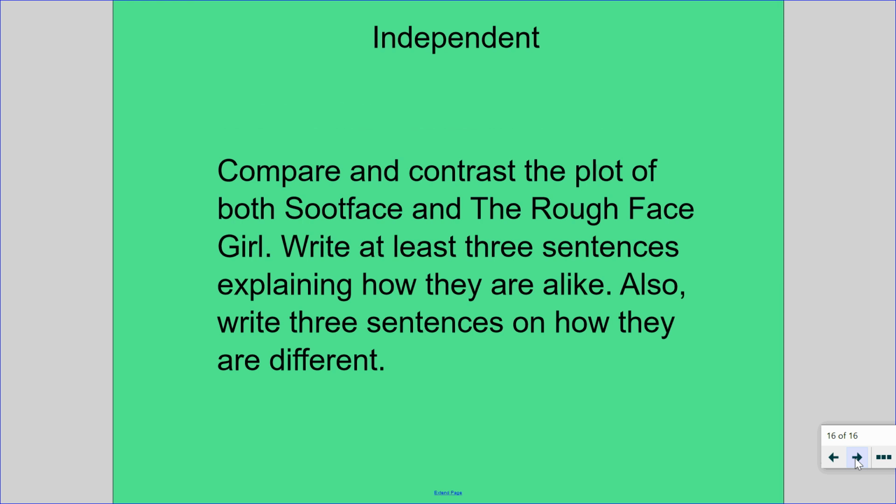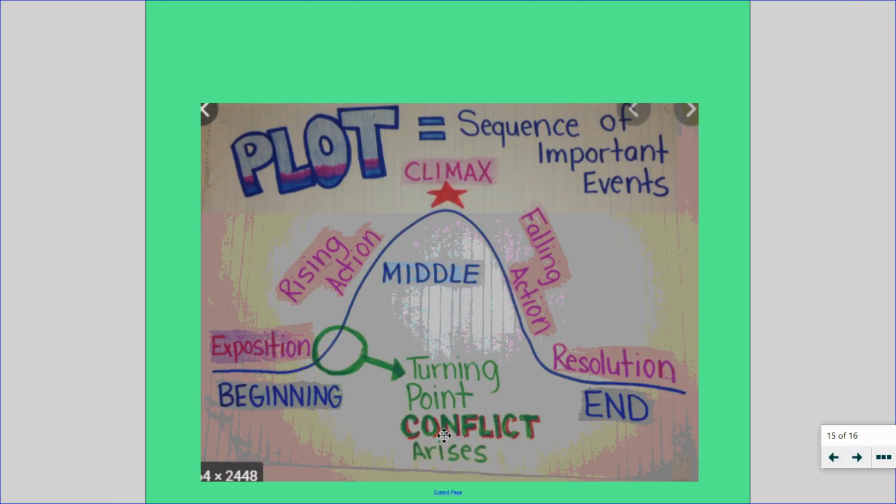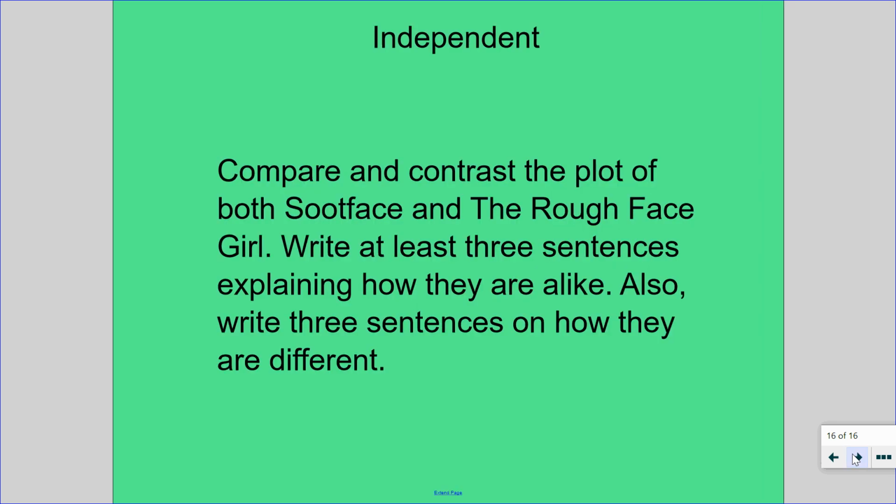So your task for today is comparing and contrasting the plots of both Sootface and the Rough-Faced Girl. I went through and already told you the details and the plot of Sootface. So you're going to take a lot of the information I've already told you and put it into your Venn diagram. What you're going to have to decide is what is unique or contrasting to Sootface and the Rough-Faced Girl, and what's the same, what's going to go in the center of your diagram. So write at least 3 sentences explaining how they're alike, and also write 3 sentences on how they are different.